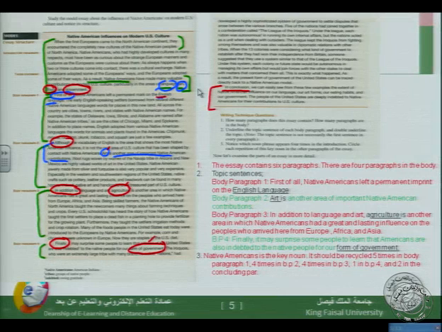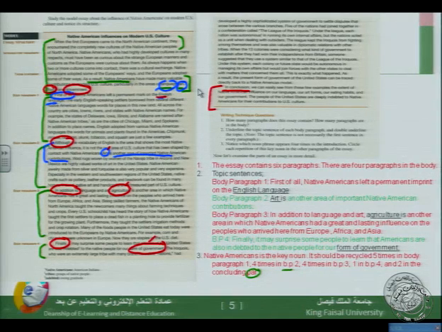It should be recycled 5 times in body paragraph 1, and 4 times in paragraph 2, and 4 times in body paragraph 3, and 1 time in body paragraph 4, and twice in the concluding paragraph. This is a kind of abbreviation for the word paragraph, I just made it. Here, abbreviation to body paragraph.